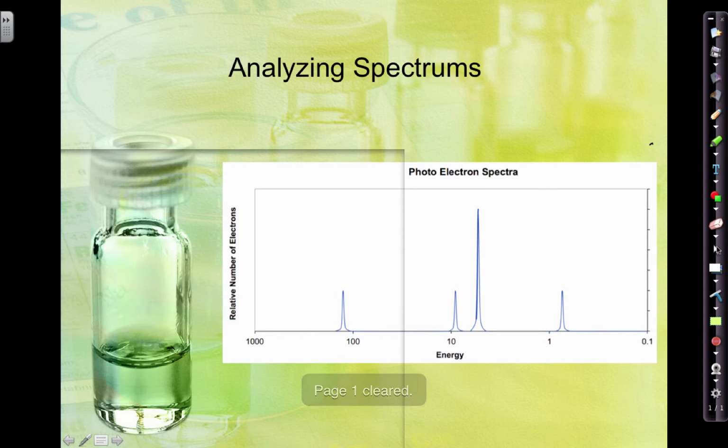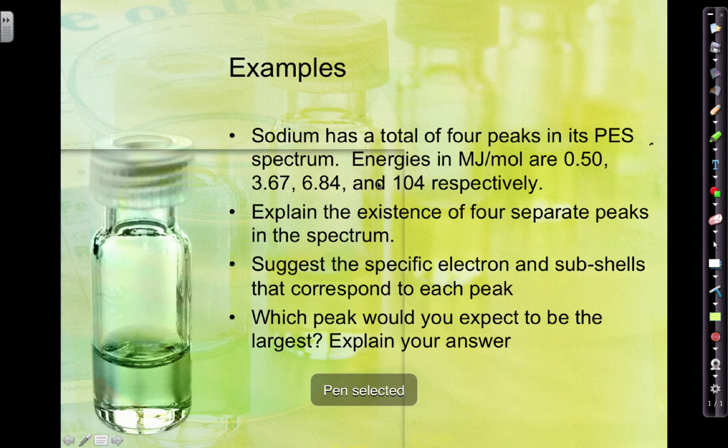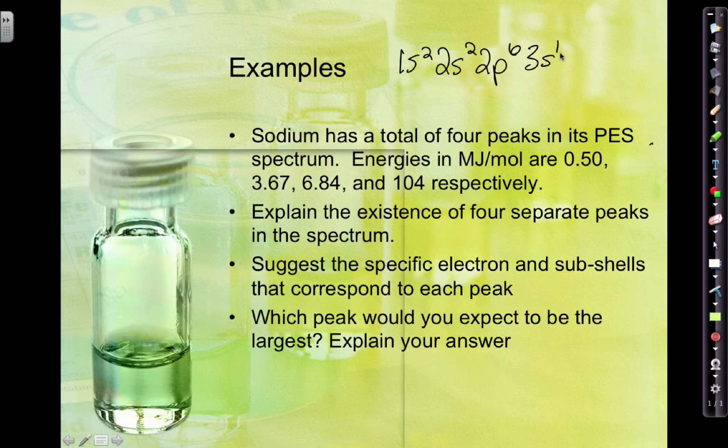All right, so let's look at this one. Sodium has a total of 4 peaks in its PES. Energies in millijoules per mole are 0.5, 3.67, 6.84, and 104 respectively. Explain the existence of 4 separate peaks in the spectrum. Okay, so first of all, you know that every single peak you see here will correspond to part of the configuration. So for sodium, the configuration is 1s2, 2s2, 2p6, 3s1. So every time that you have a peak, you're pulling electrons off of a different sublevel. So that's why you have 4 different peaks.